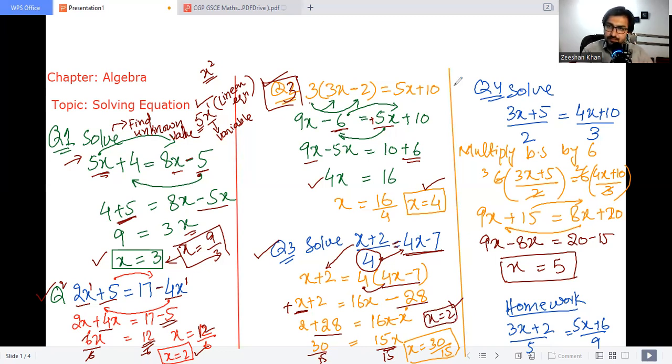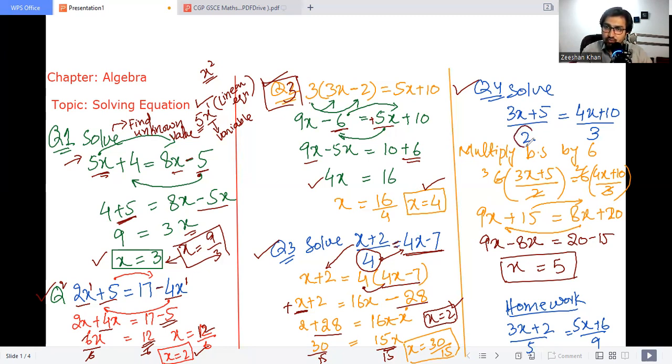Question number 4. In question 4, this is a bit different. You can see all the questions are different from each other. Actually, I pick different questions so that you see the variety of questions in algebra, and you get the whole concept of how you can expect these types of questions. So all the questions are different.